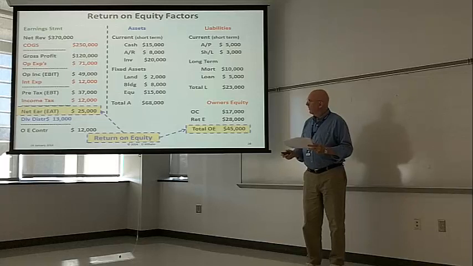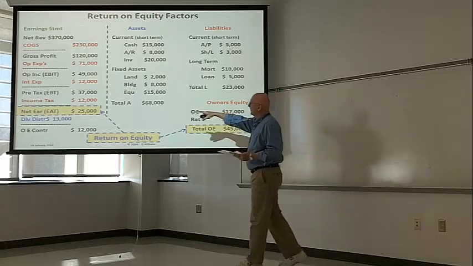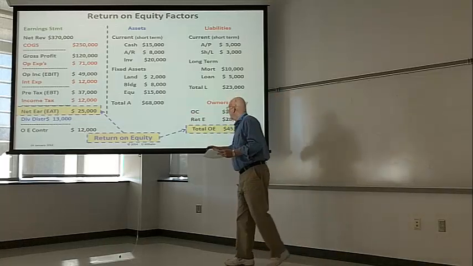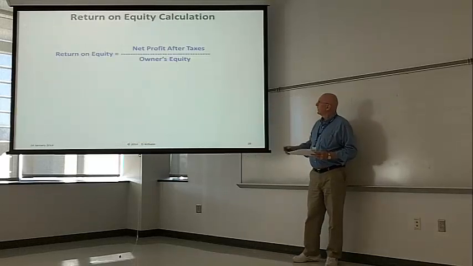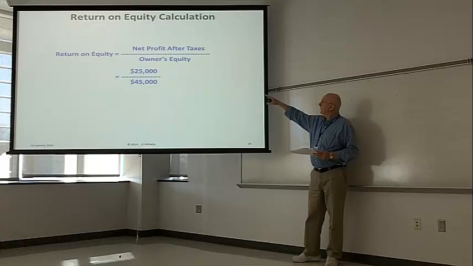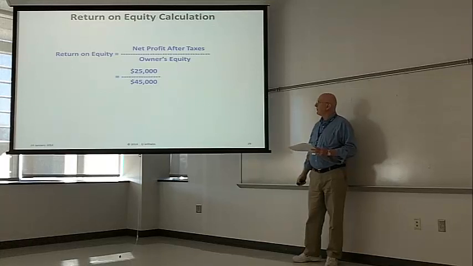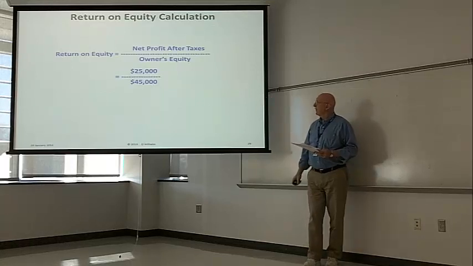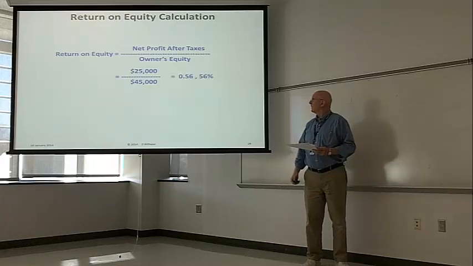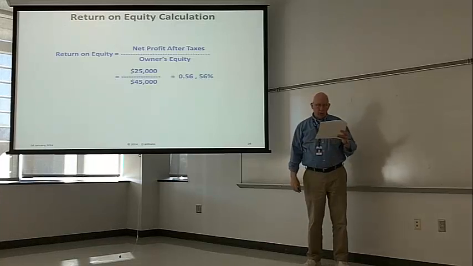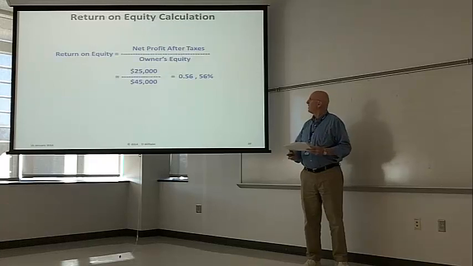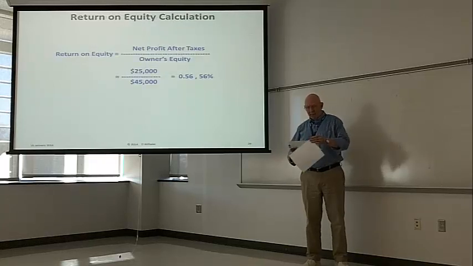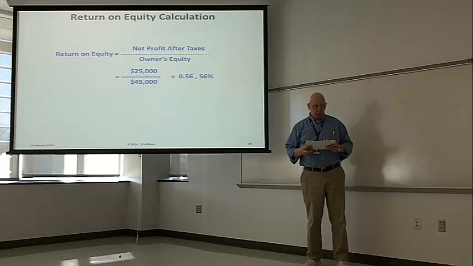Return on equity, we're going to need the net earnings down here, earnings after taxes, and the total owner's equity. The net earnings, 25,000, the owner's equity, 45,000. Do the math, it comes out to 0.56, or about 56%. That's a pretty good return.